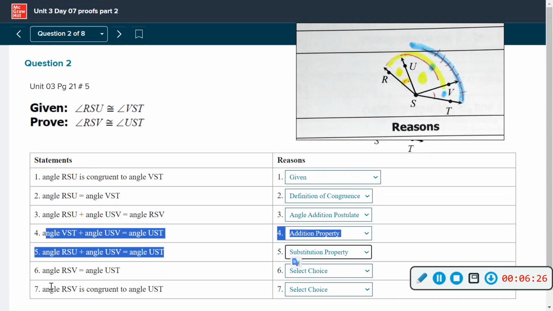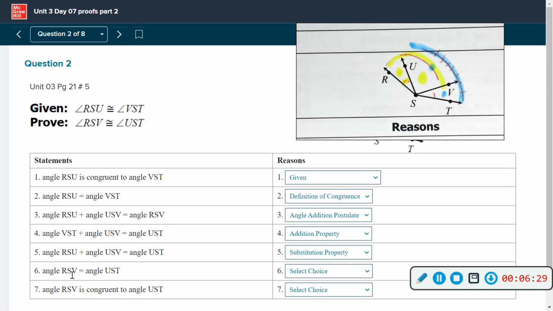Okay, and then we have RSV is equal to UST. So what changed? Well, let's see. This right here disappeared and it turned into RSV because we still have the UST. So all of this disappeared to turn into this. All right, now what's the last time you saw RSV? Well, that was in line 3. Line 3, RSV is the same thing as saying all of this. So all of this disappears and it turns into RSV.